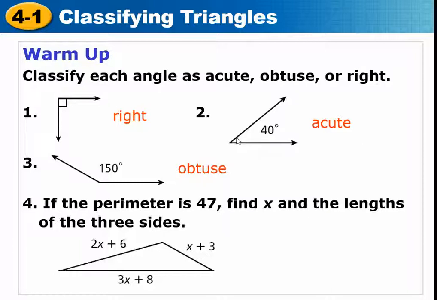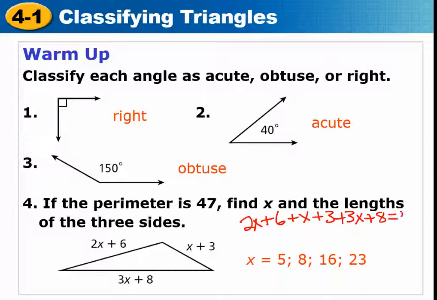So you're going to write an equation. You know that the perimeter is the sum of all three sides. So you would write that 2x plus 6 plus x plus 3 plus 3x plus 8 is equal to 47. And then you combine your like terms, and you should have found that x was 5.